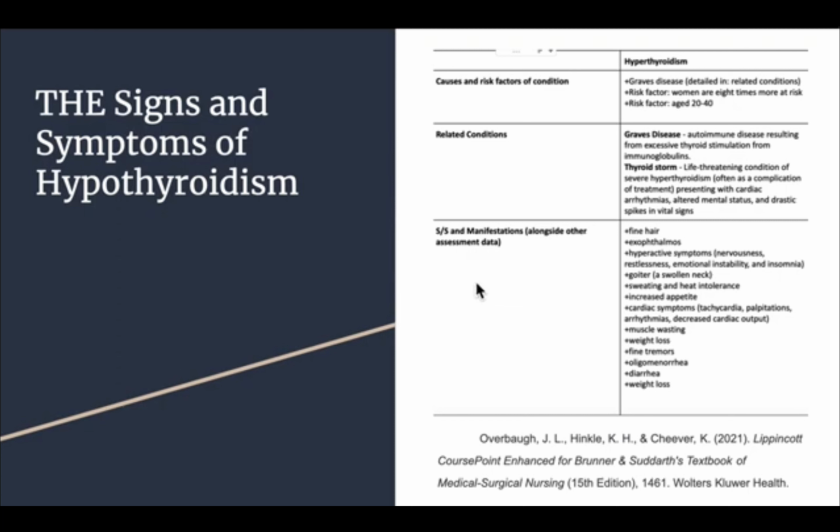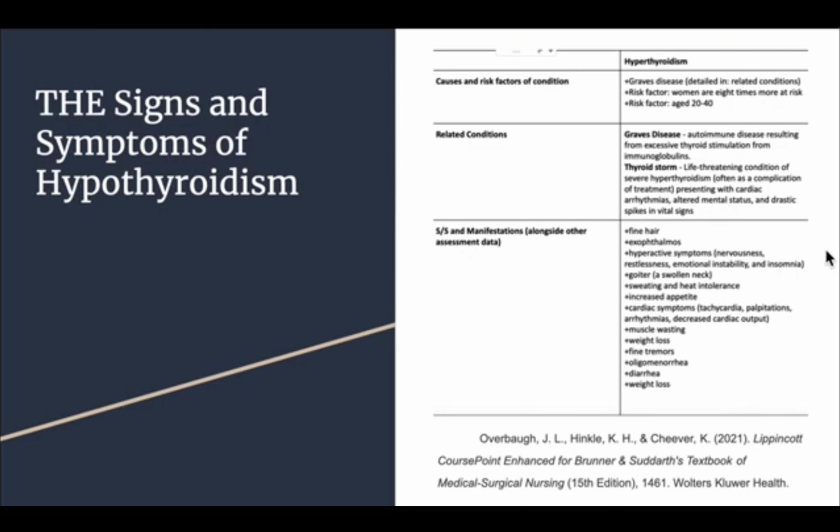So just going down the list: fine hair, exophthalmos, hyperactive symptoms. I think this one especially makes sense in the context of a fast metabolism. So restlessness, emotional instability, insomnia, nervousness. If your metabolism is going really fast, then your body will have a difficult time relaxing, and a lot of these are at least partially related to that.